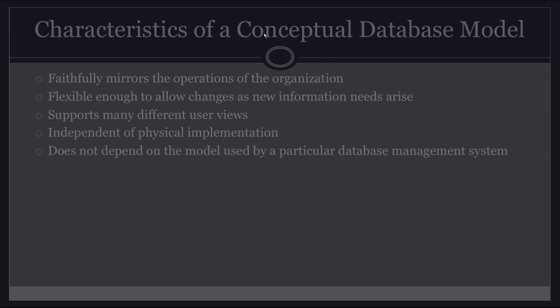Next, characteristics of a conceptual database model. Yeah, it's at a very high level of abstraction, so it does not depend on the model used by a specific DBMS, okay? It's independent of the physical implementation, and importantly, we'll see this in a bit, it's flexible enough to allow changes as new information needs arise, okay? Which means suppose you realize, oh, I need to store one more type of data. I need to structure things in a different way. When you're at the conceptual level, it's very easy. Once you get to the physical level, it's going to be hard, okay?